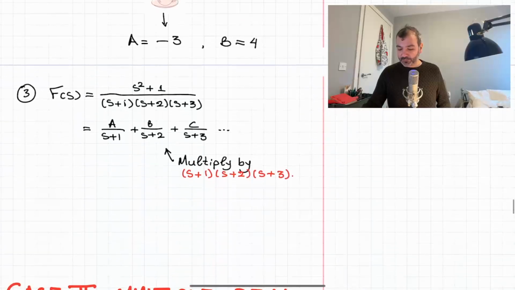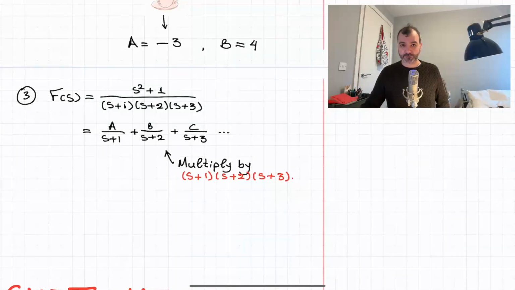Here's another example. We have 3 terms, s plus 1, s plus 2, s plus 3. This means we need to break down the rational function into 3 terms, a over s plus 1, b over s plus 2, c over s plus 3, and so on and so forth. If you like, you can do this as an exercise. So this was case 1, where we have in the denominator real poles of multiplicity 1. We have simple real poles.